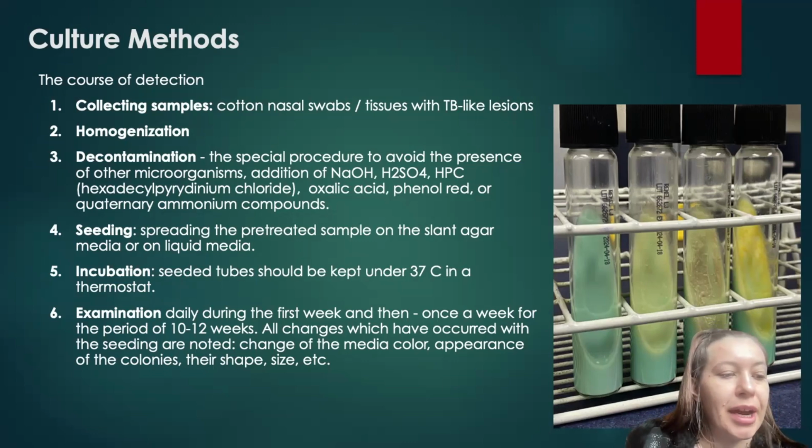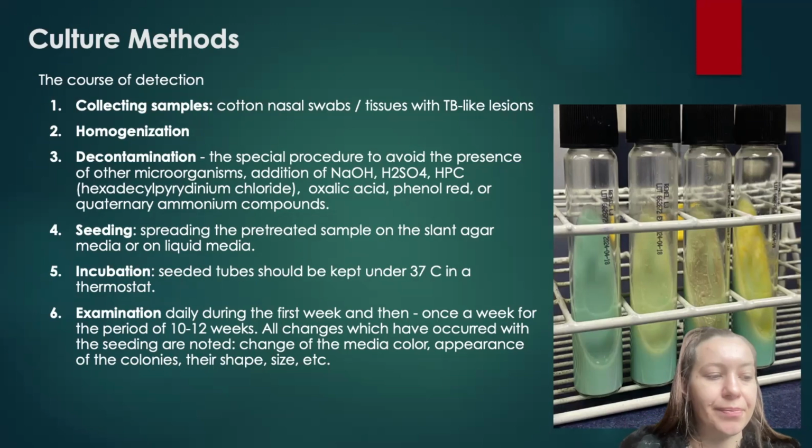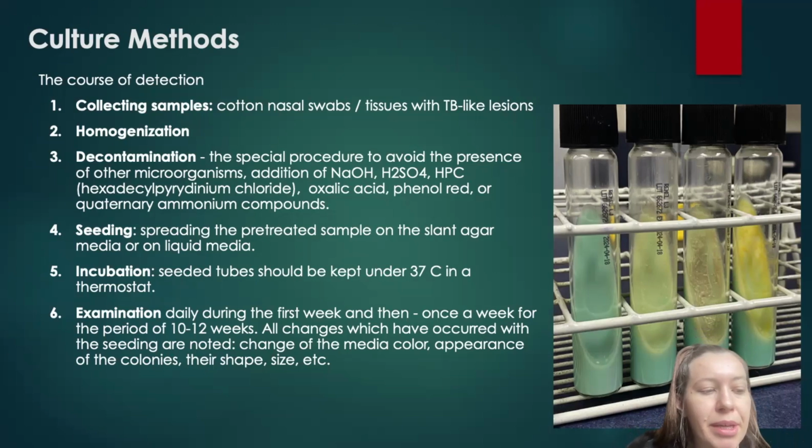The following steps are essential when culture method of M. bovis detection is applied. The first is collecting samples. In most cases, cotton nasal swabs are used to collect samples as they are believed to improve sensitivity and reduce the risk of contamination. If the tissues are used, cutting out the affected areas with TB-like lesions is needed.